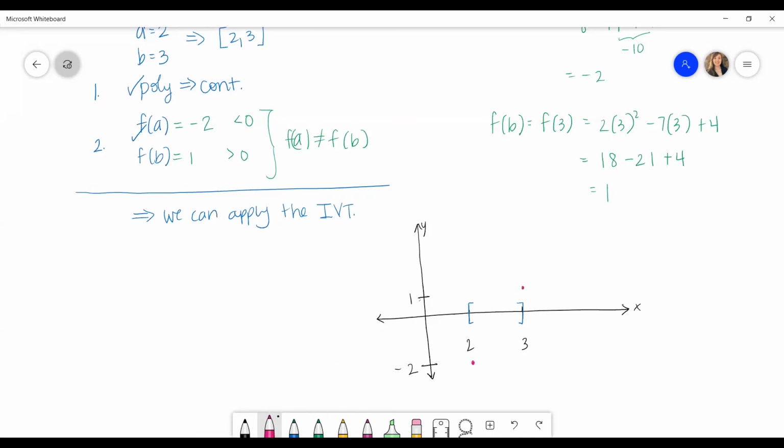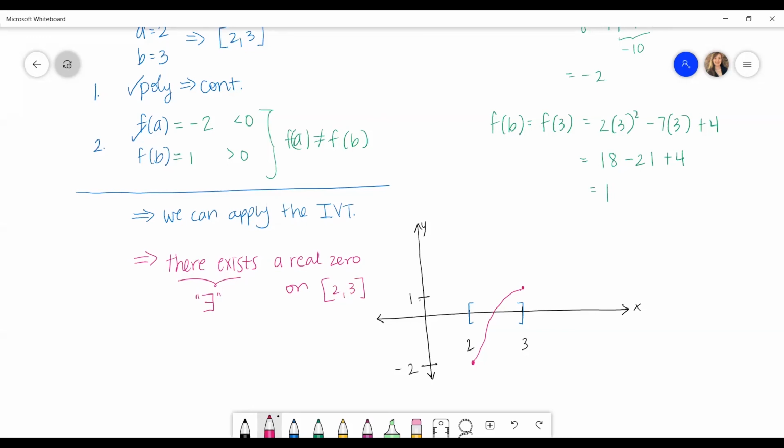So the idea is if this one's negative and that one's positive, or even the reverse, to get from one to the other for a polynomial, for a continuous function, it has to cross that x-axis at some point, which is where we get a real 0, right? So we can apply the intermediate value theorem, which means there exists, and shorthand for that is backwards E, a real 0 on our interval 2, 3, between those two values.